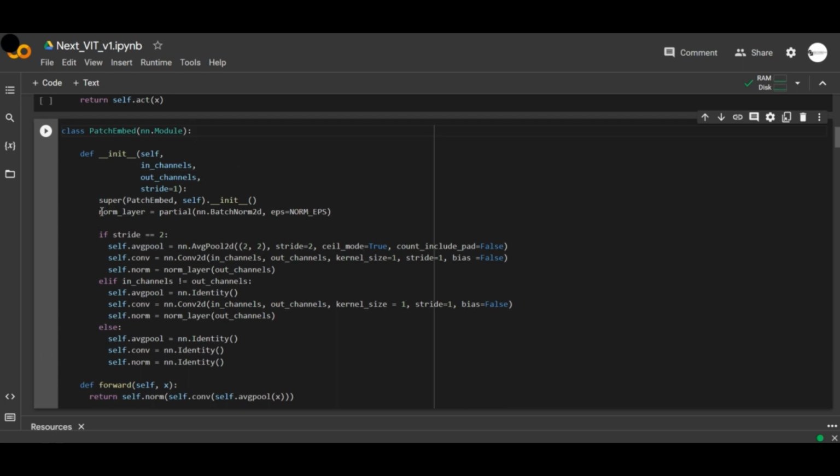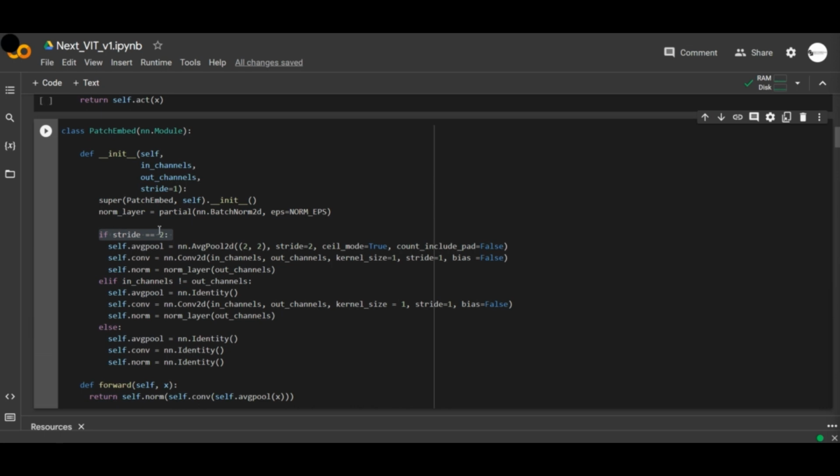The first thing that I'm going to talk about is the norm layer. This partial function is a handy function that enables us to parameterize this batch norm with the argument norm EPS. So all the time we don't have to call batch norm and pass the output channel in this argument. We just need to call this and pass the output channel. You can think of this as a handy function that reduces the amount of code that we have to write. Then we have this condition to check if stride is equal to 2.